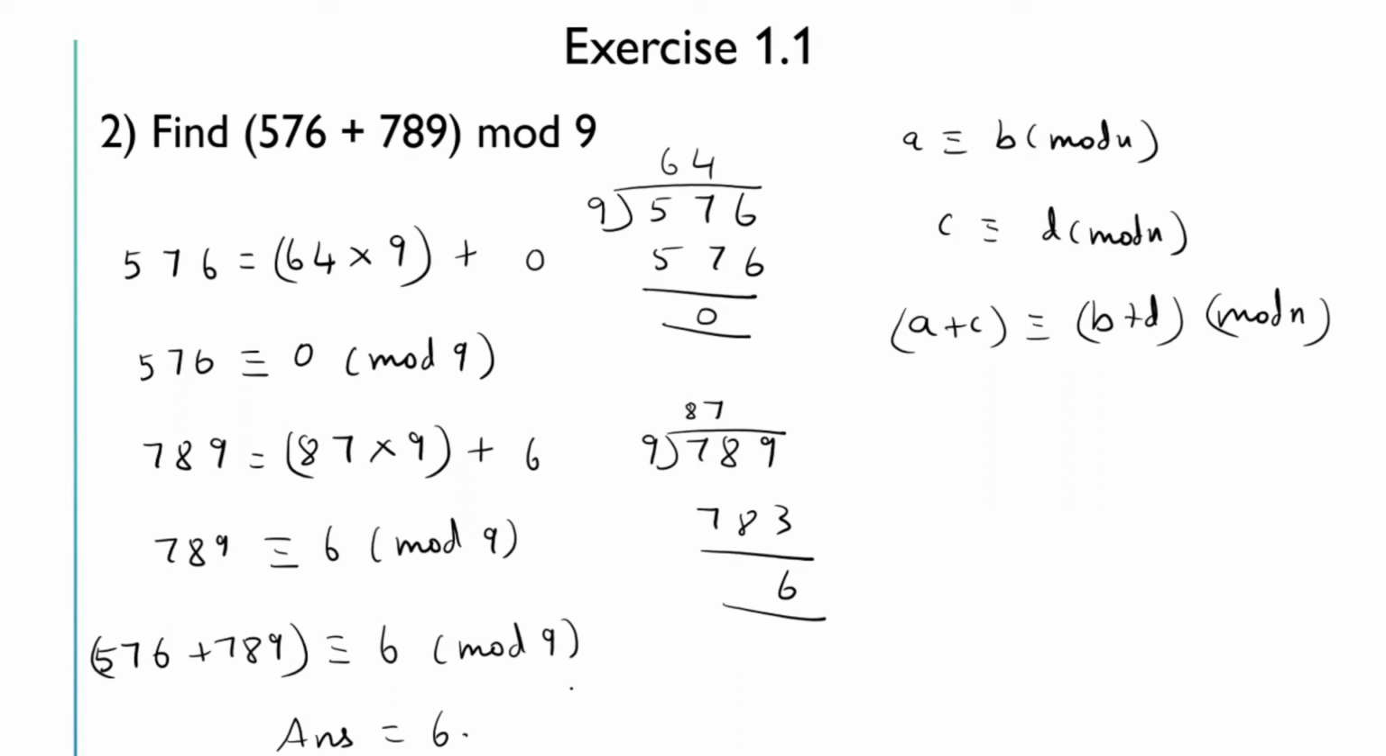That is 576 plus 789 mod 9 is equal to 6. I hope this is clear.